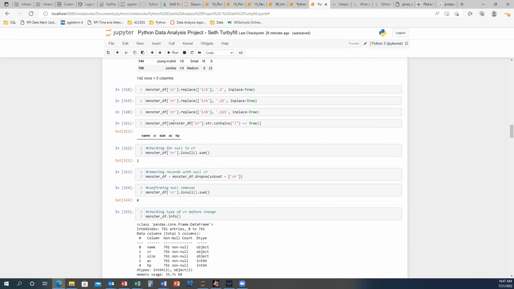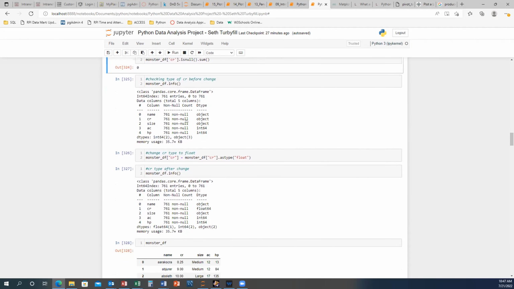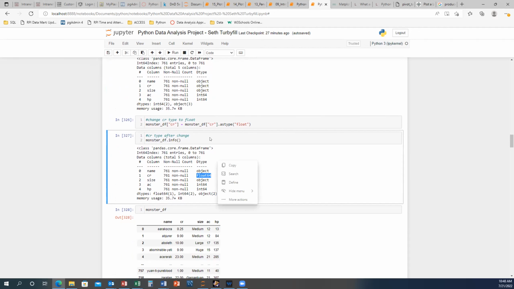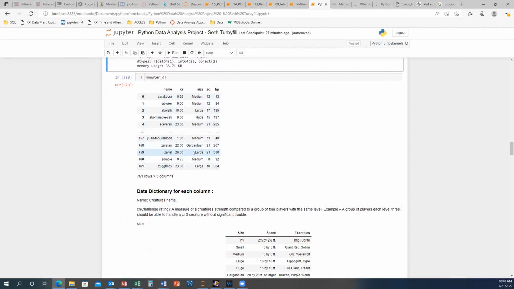So here I'm checking to make sure that there aren't any more hashes, anything with hashes, and there isn't. And here I'm checking for nulls because I was getting nulls when I was trying to do some of the graphs. So I checked, there is 1 null. I used this to get rid of the null, and now there are no nulls. Here I'm changing the CR from an object to a float, because there are decimals, so it has to be a float. And so this is what it looks like. This is what I'm going to be working on basically, right?